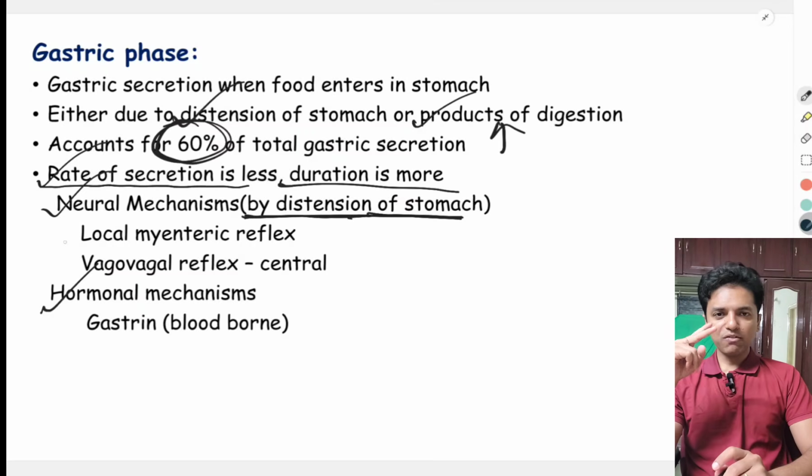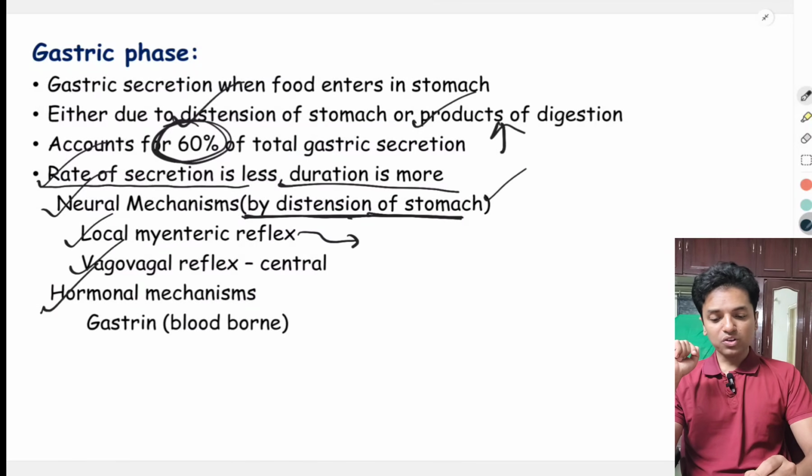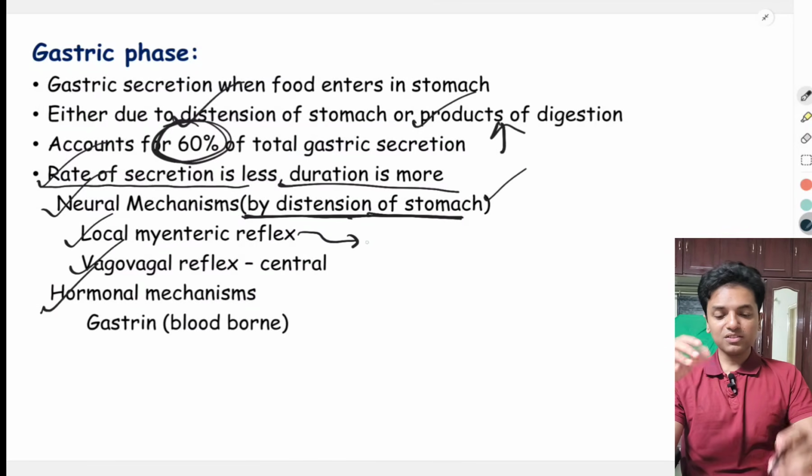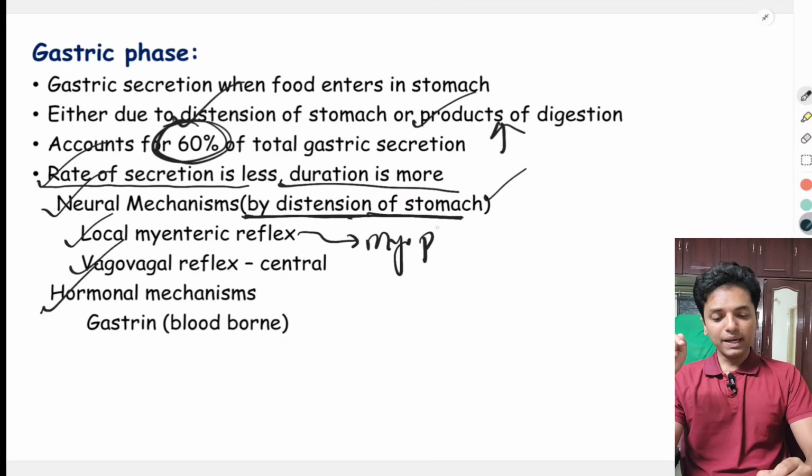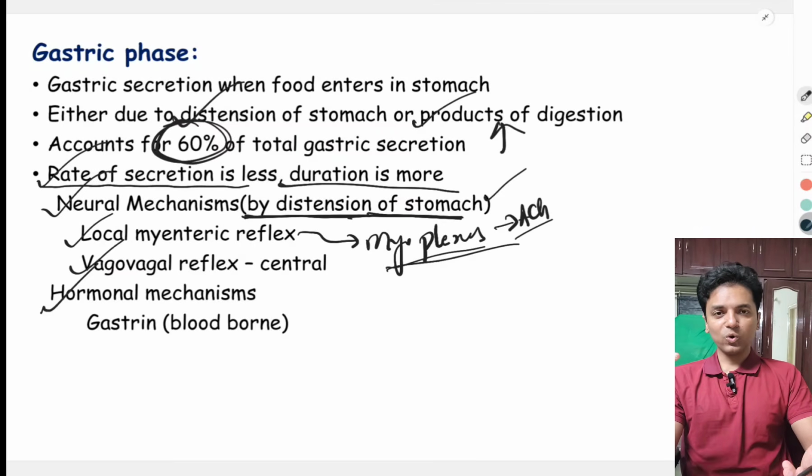So under the neural, we have two important mechanisms. One is called a local myenteric reflex. Another one is called a vagovagal reflex. This is a central mechanism. So what is this local myenteric reflex? Whenever there is distension of the stomach, there is stretch of the stomach, and this is going to cause stimulation of the myenteric plexus which are present in the wall of the stomach. So these myenteric plexus are now going to release acetylcholine, cholinergic fibers these will be, and that is going to cause an increase in the secretion.